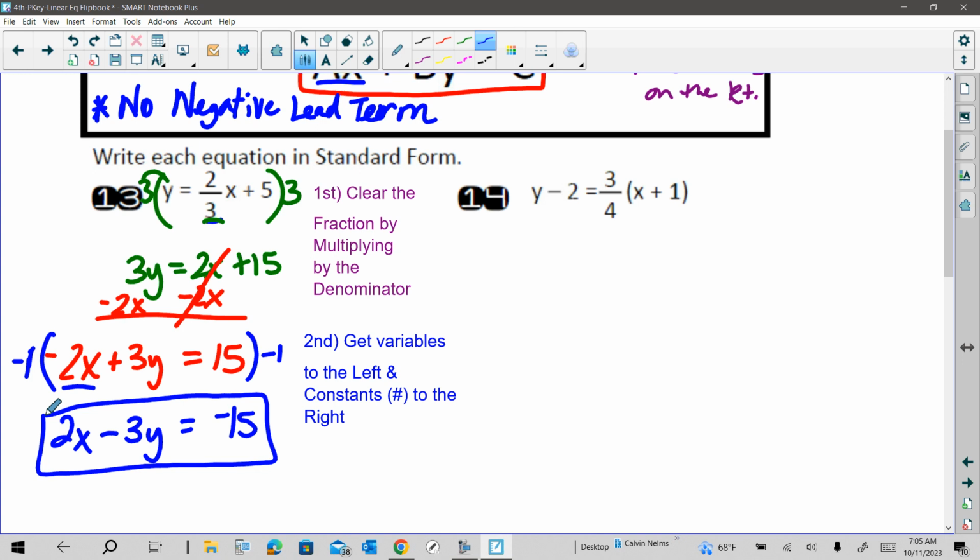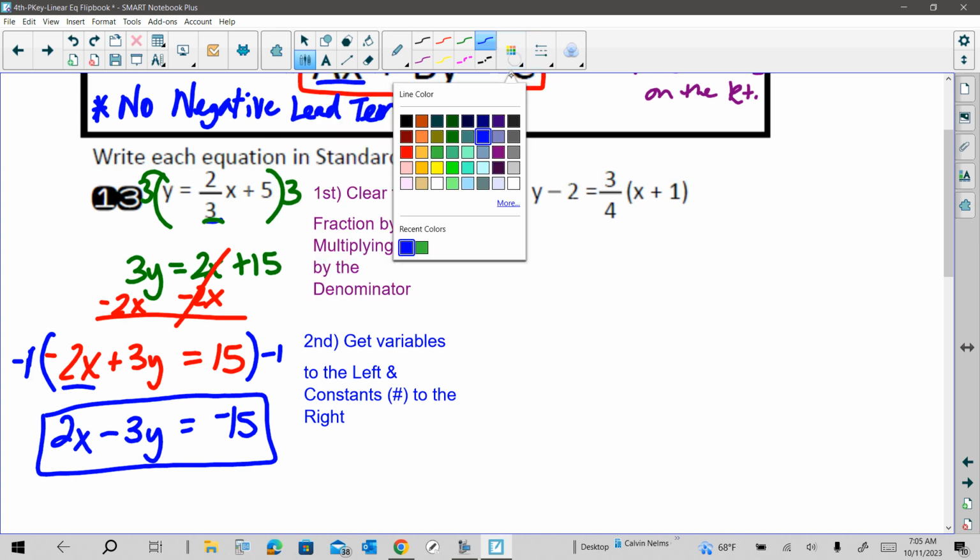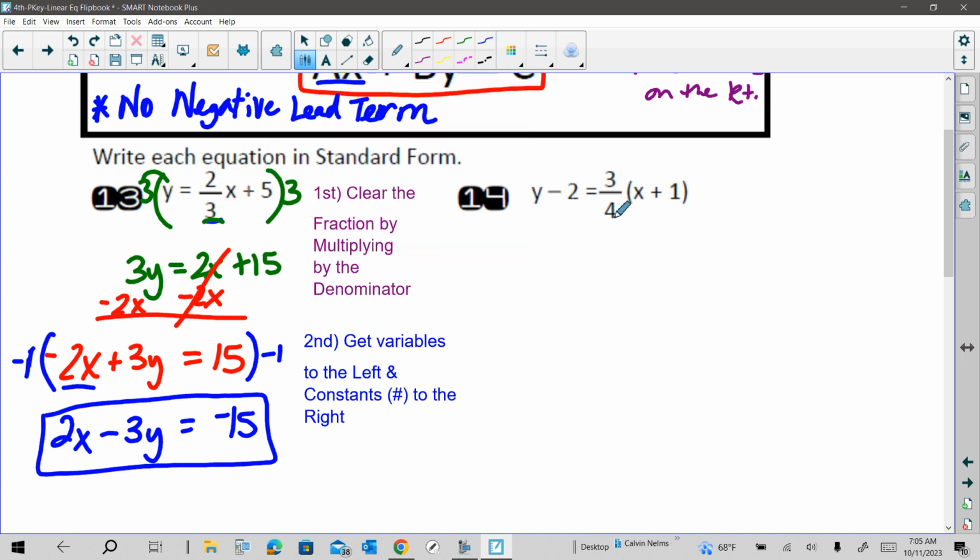So for 14 here, we're going to first get rid of the fraction by multiplying by this denominator of 4. When we do this, I'm going to do brackets here. Because we have parentheses here, we're only multiplying the terms outside the parentheses. Outside the parentheses would be this 3/4, the 2, and the y.